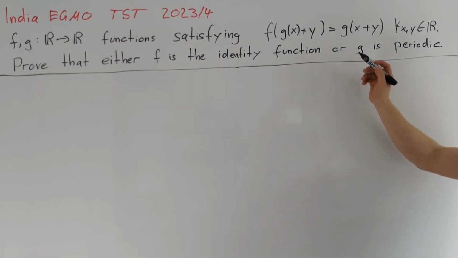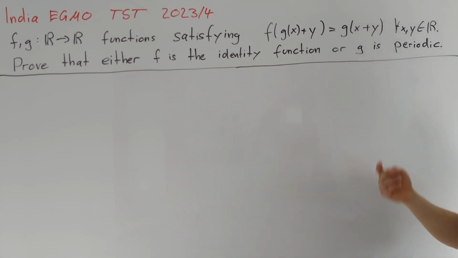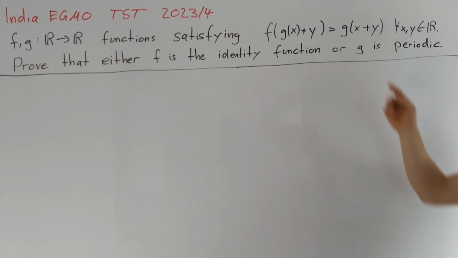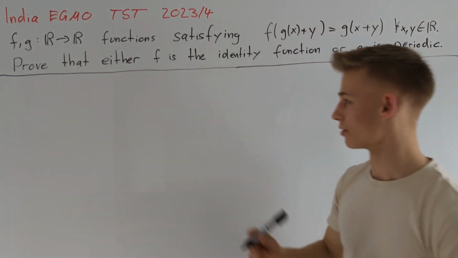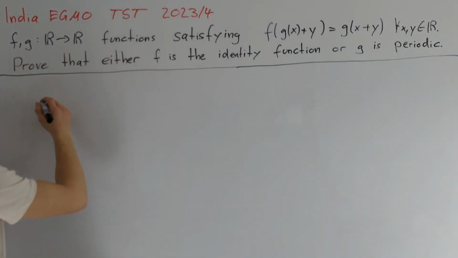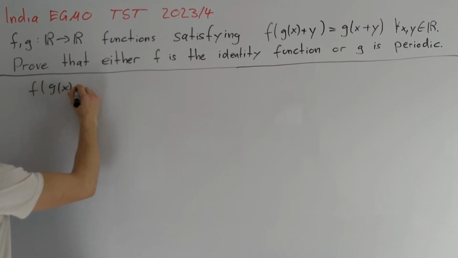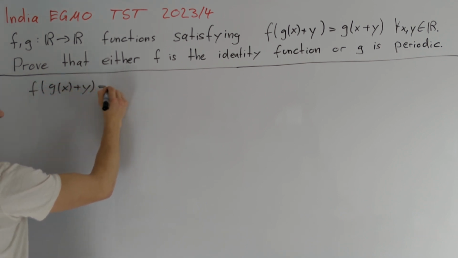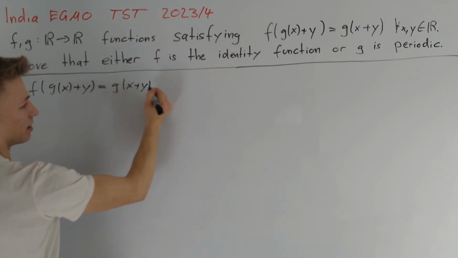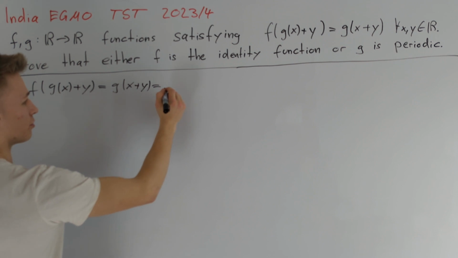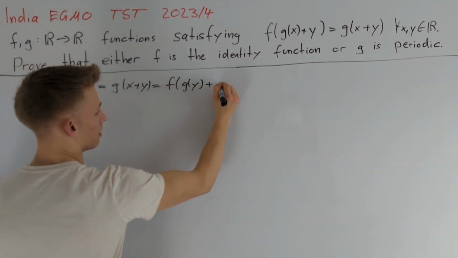The first thing we notice is that the right hand side is symmetric in the variables. So we can switch x and y and the right hand side stays the same, but on the left hand side we get a new term. So let's have a look at what exactly this tells us. We have that f of g of x plus y is equal to g of x plus y, but this is now also equal to f of g of y plus x.